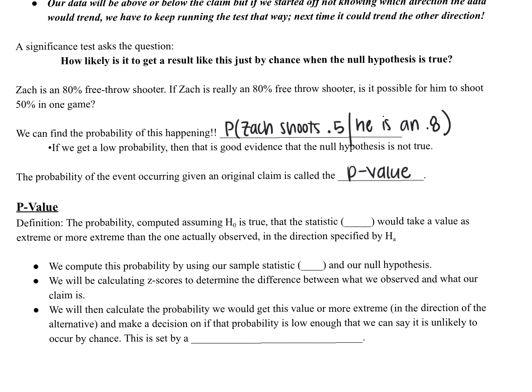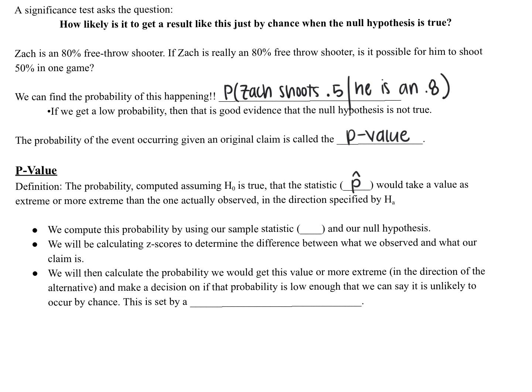And the p-value is going to help us to determine whether or not we reject or fail to reject our null hypothesis. So for the official definition, the p-value is the probability computed assuming your null hypothesis is true, that your statistic, p hat, would take a value as extreme or more extreme than the one actually observed in the direction specified by your alternative hypothesis. So it really just depends what your alternative hypothesis is.